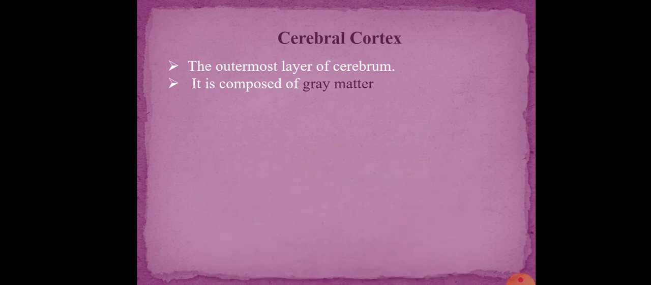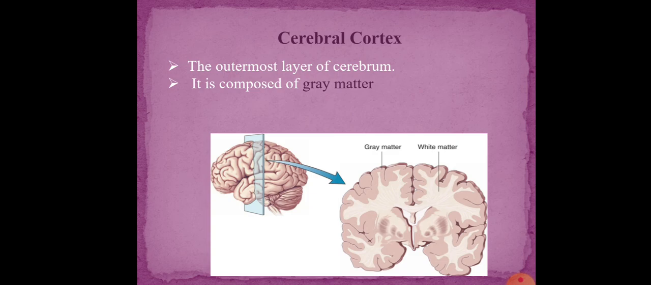As we mentioned before, the brain consists of an outer covering of gray matter known as the cortex, and an inner core of white matter. This is gray matter, and in the core here this one is the white matter.